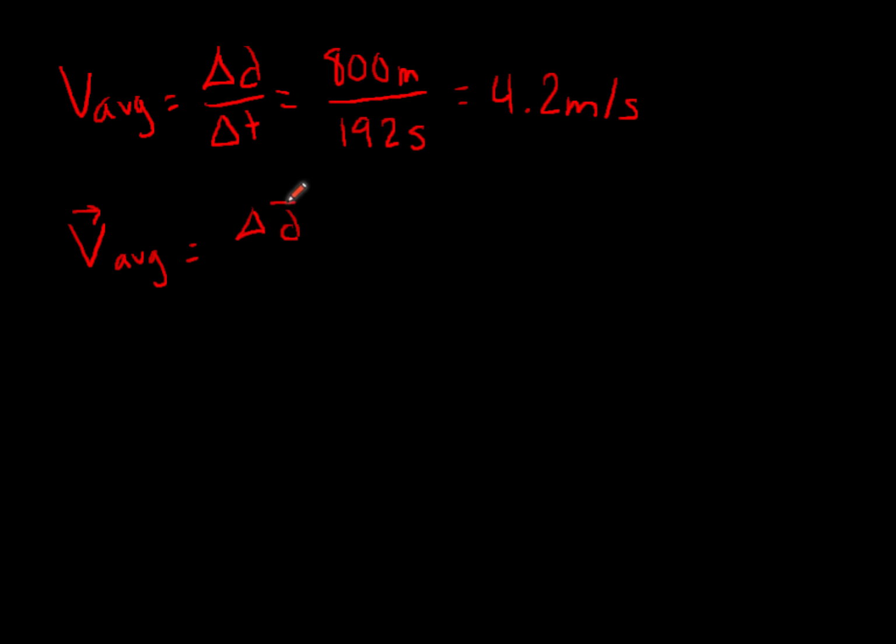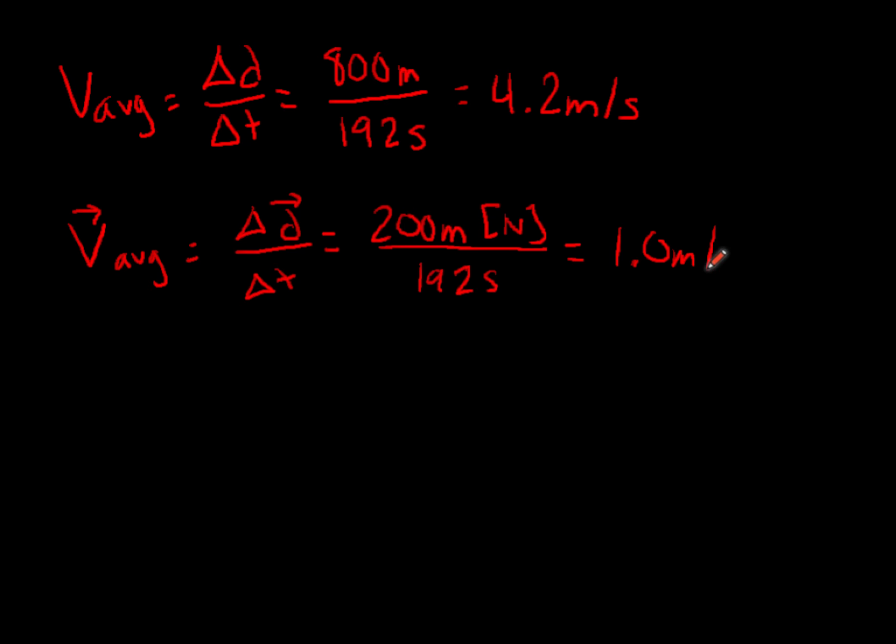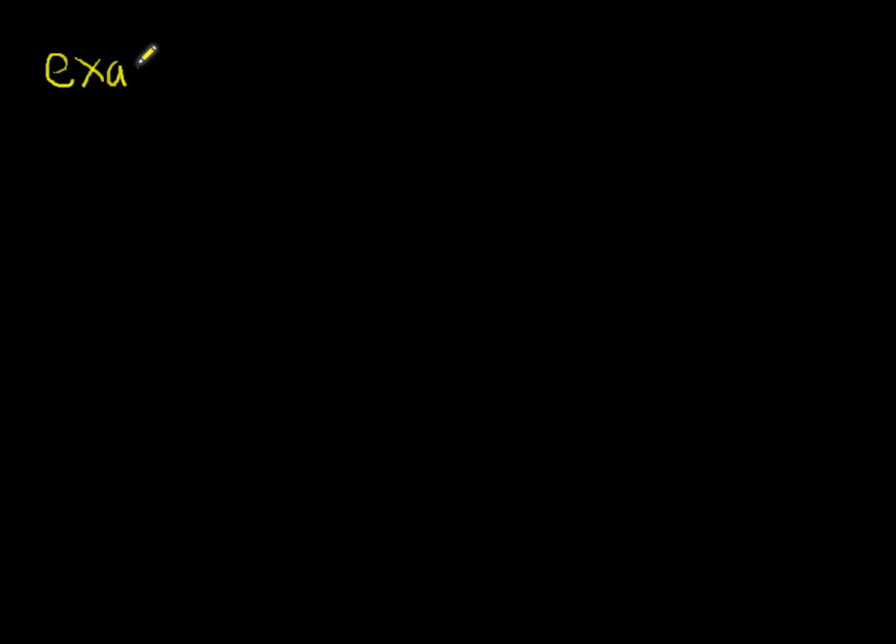The average velocity is equal to displacement over time. The displacement was 200 meters to the north, divided by 192 seconds, the total time doesn't change. This equals 1.0 meters per second to the north. Don't forget to put a direction on your vectors. The direction is an important part of the answer.